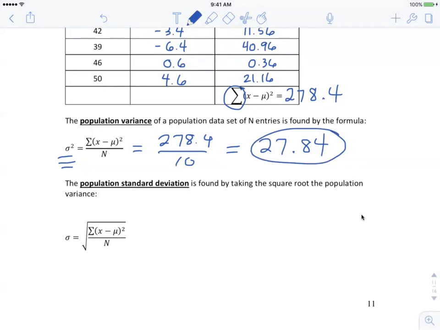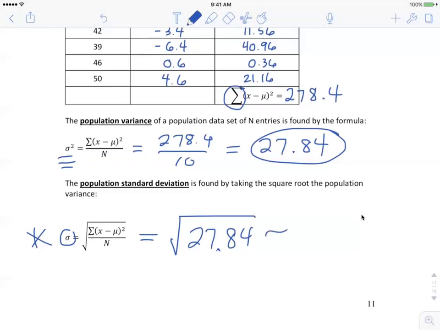Next, how do we turn that into a standard deviation? There's one adjustment. You notice in this formula, it's basically the same thing. You just have that square root over the whole thing, and there's no square on that symbol. So when you just see sigma by itself, that's standard deviation for the population. For this one, I'm going to take what I found for the variance and just square root it. So find the square root button on your calculator and take the square root of 27.84.